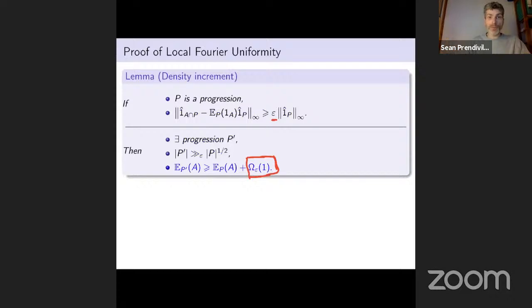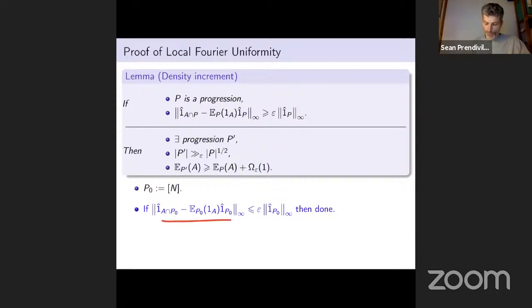So the local Fourier uniformity lemma is just this density increment lemma iterated many times. How does that go? You initialize your iteration process with the full interval. That's your first progression. And you ask whether you've got the Fourier uniformity you're looking for. This is the Fourier uniformity we're striving for. If it is, the process terminates, we've obtained our local Fourier uniformity lemma. So we can assume that's not true.